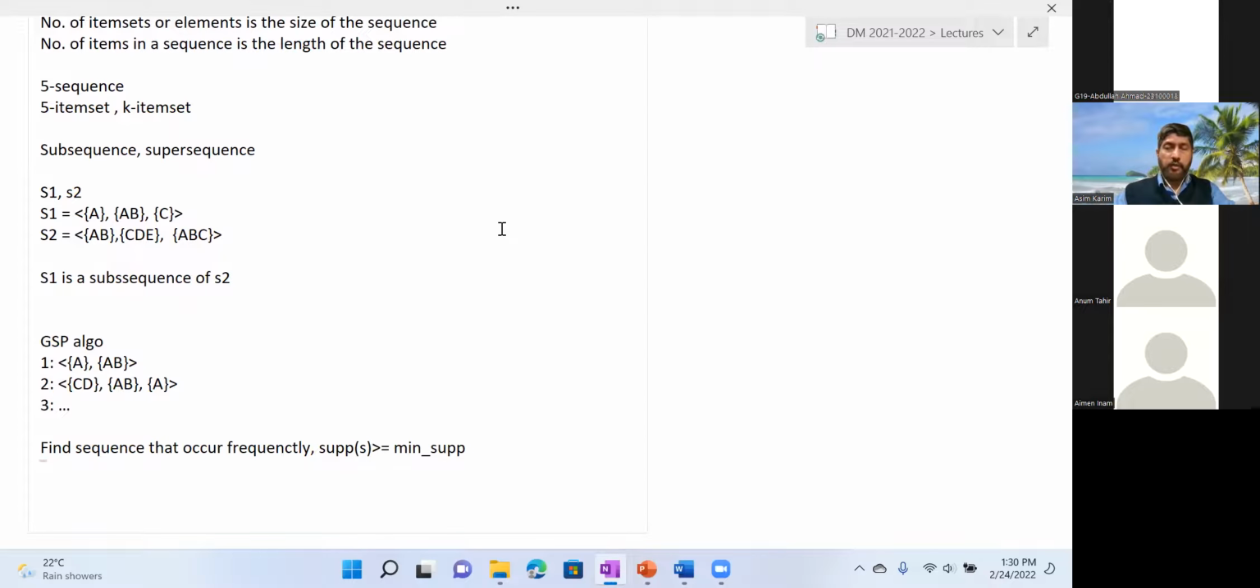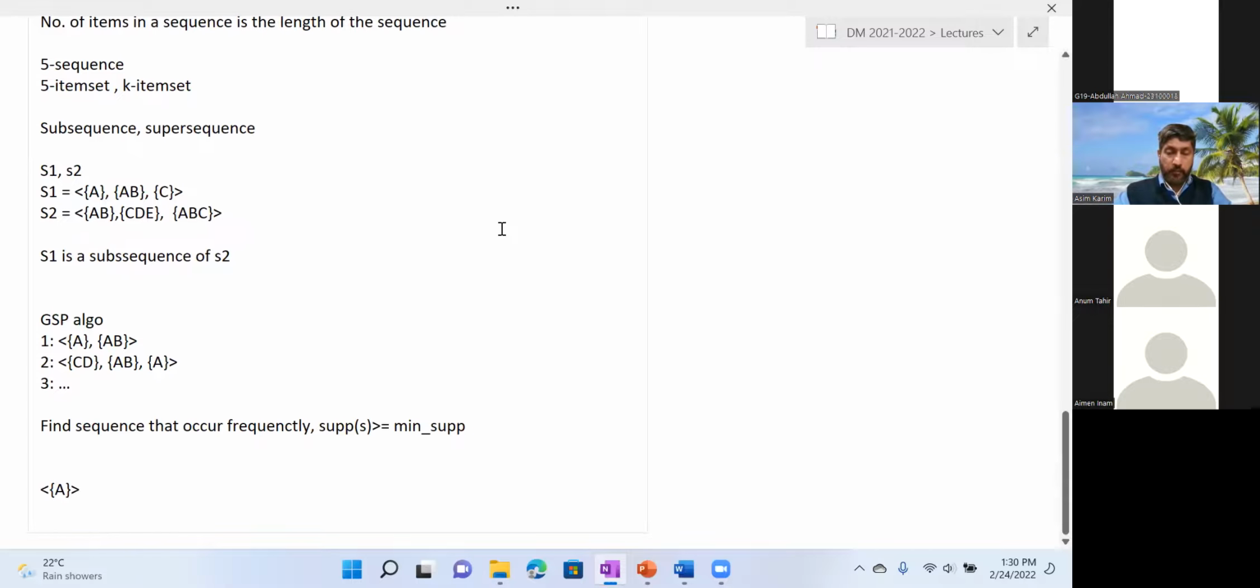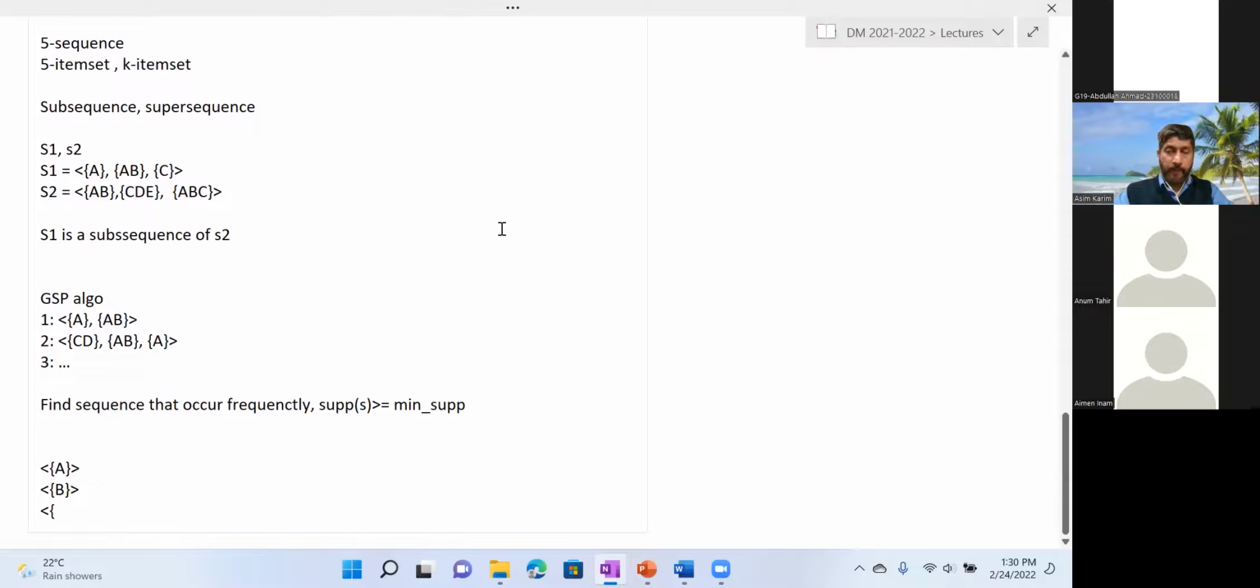So we will generate one sequences and count them. When I say one sequence, it has one item in it, not one element. A K sequence means K items. So when we say one sequence, it's essentially A, B, C, so all the items become one-item sequences. You count them in the database, you get a count. If the count is less than minimum support, they get deleted.